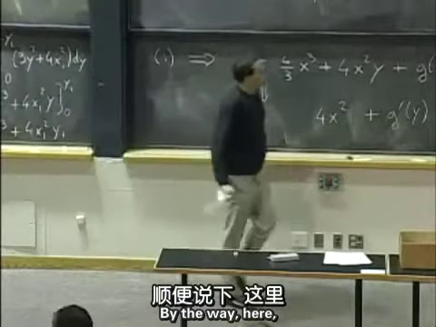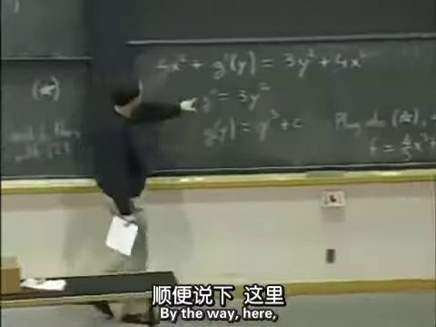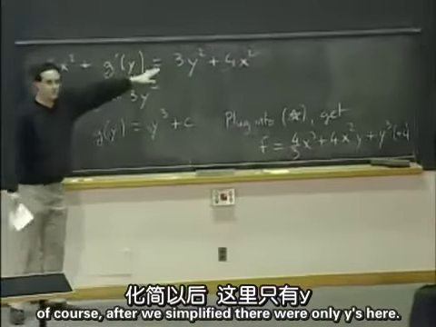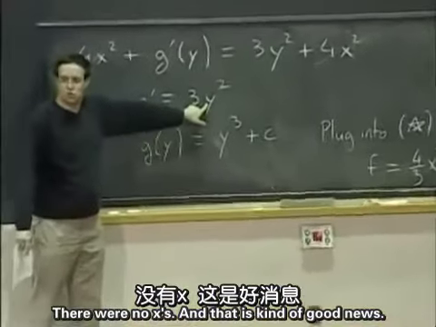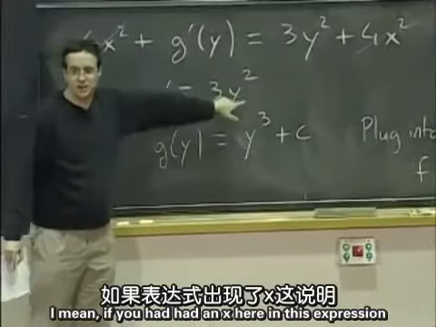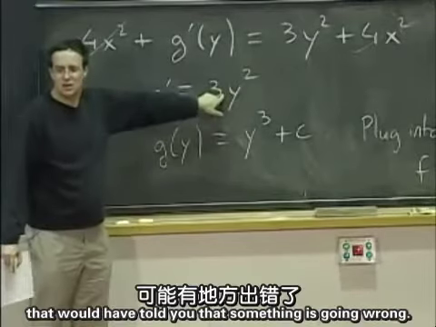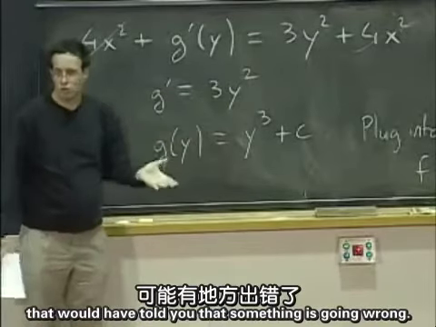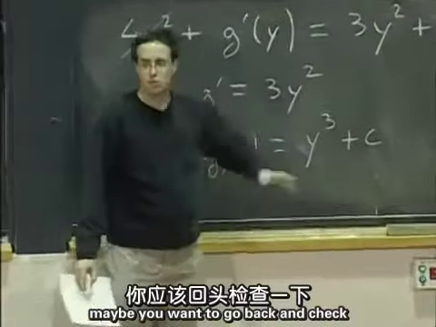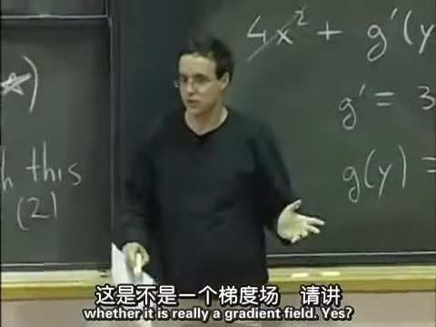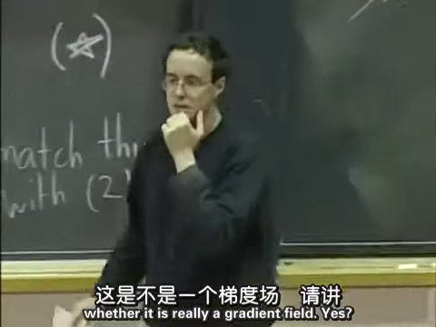By the way, here, of course, after we simplified, there were only y's here. There were no x's, and that's kind of good news. If you had an x in this expression, that would have told you that something is going wrong. Right? g is a function of y only. So if you get an x here, maybe you want to go back and check whether it is really a gradient field.